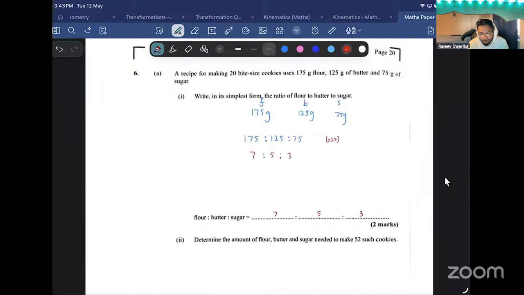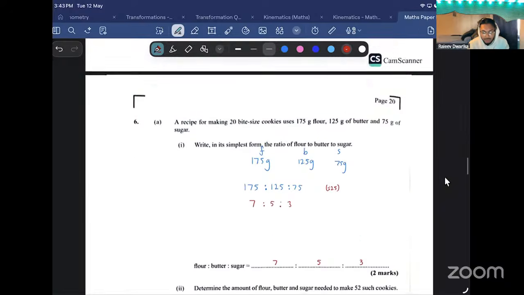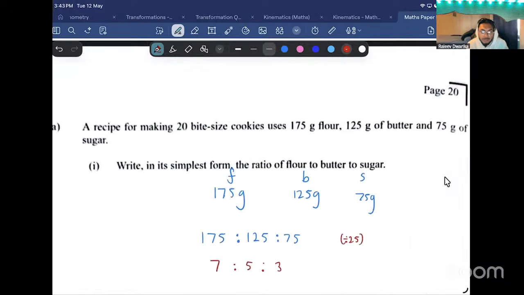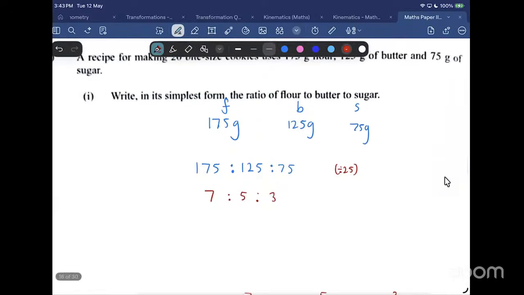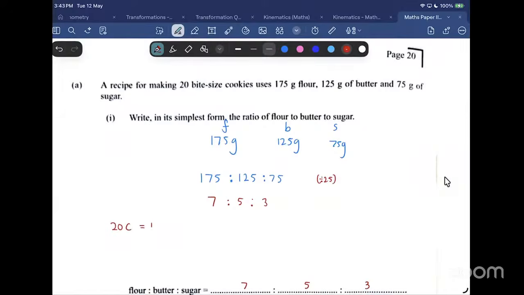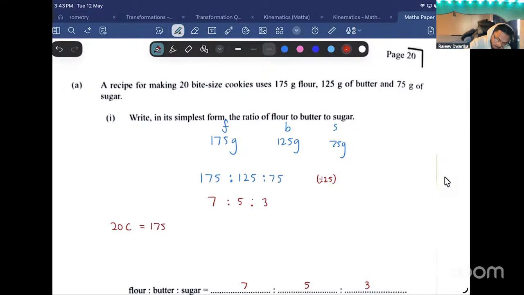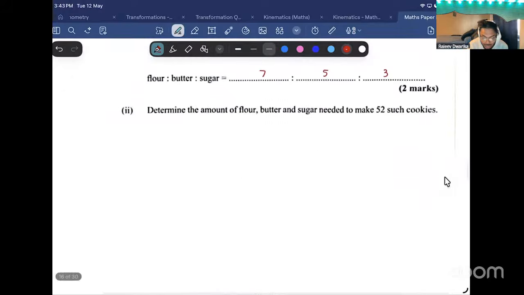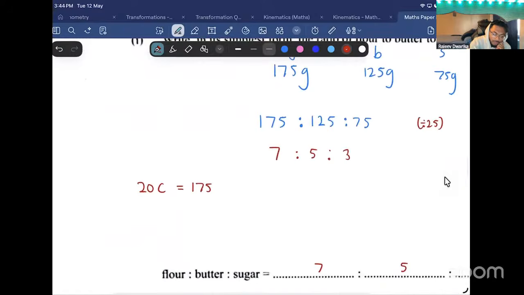So here's what I'm saying. How much does the typical recipe make? 20. To make 20 cookies, how much flour are we going to use? 175 grams. I could find for 1 and then multiply by 52. I would just find for 1, so I would divide both sides by 20.